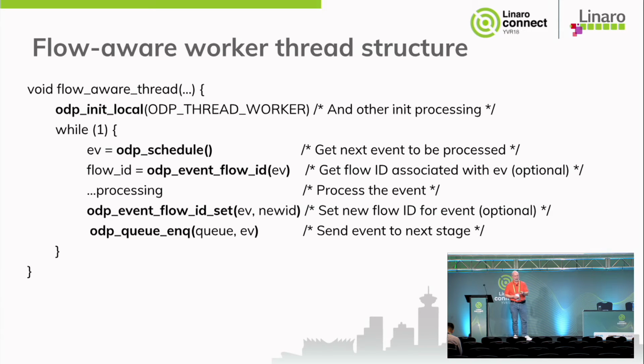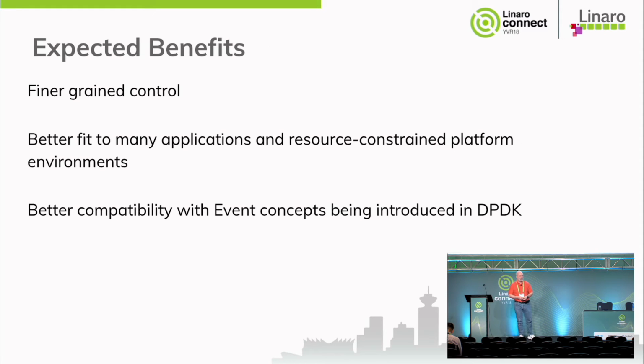So that's allowing, for instance, if one of the things this processing thread was doing was decapsulating that packet and saying, oh, now that I've stripped off this outer header, which was part of flow A, the inner packet really should be processed as part of flow B. So the expected benefits of this new structure are finer grain control, a better fit for many applications and resource-constrained platform environments, as well as better compatibility with the event concepts that are currently being introduced into DPDK.